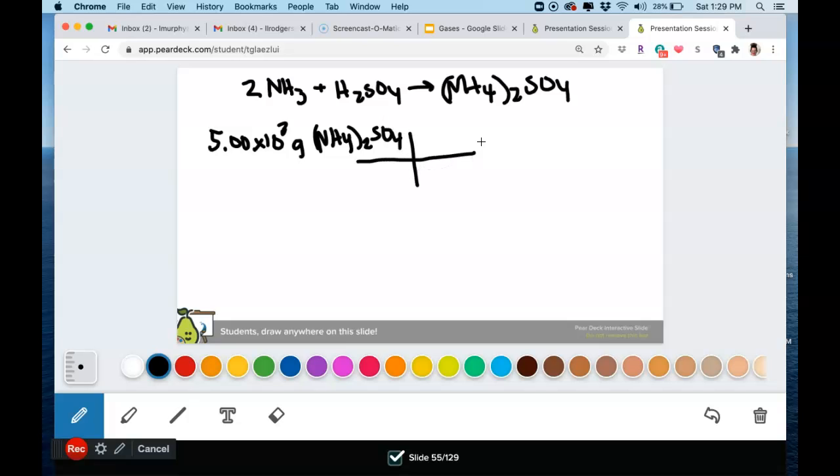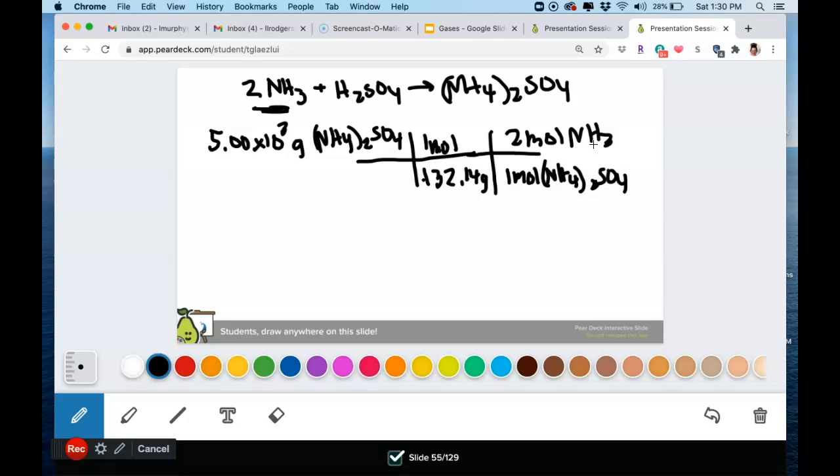So we can turn grams into moles. I'll have to look up ammonium sulfate's molar mass. 132.14 grams per 1 mole. And then now that we're at moles, I want to know about ammonia, right? So I will do mole ratios: for every 1 mole of ammonium sulfate that reacts, 2 moles of ammonia are required for the reaction.